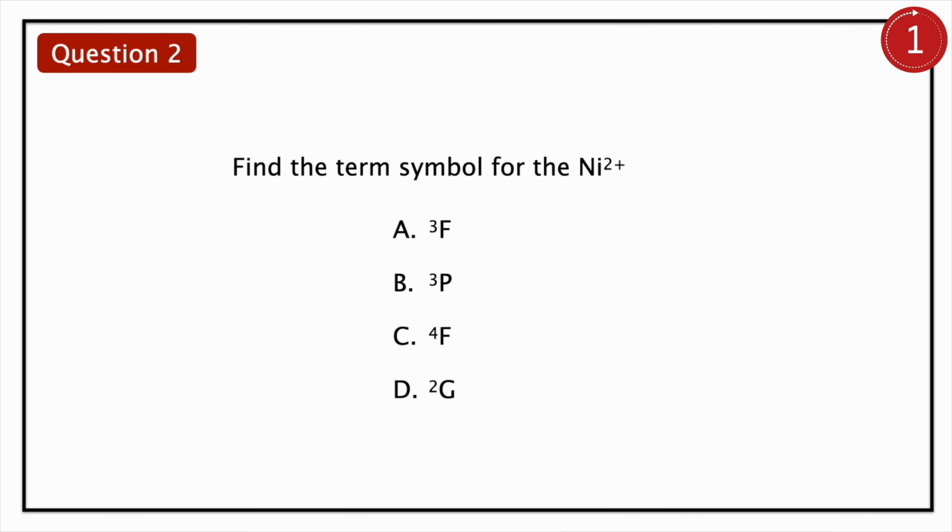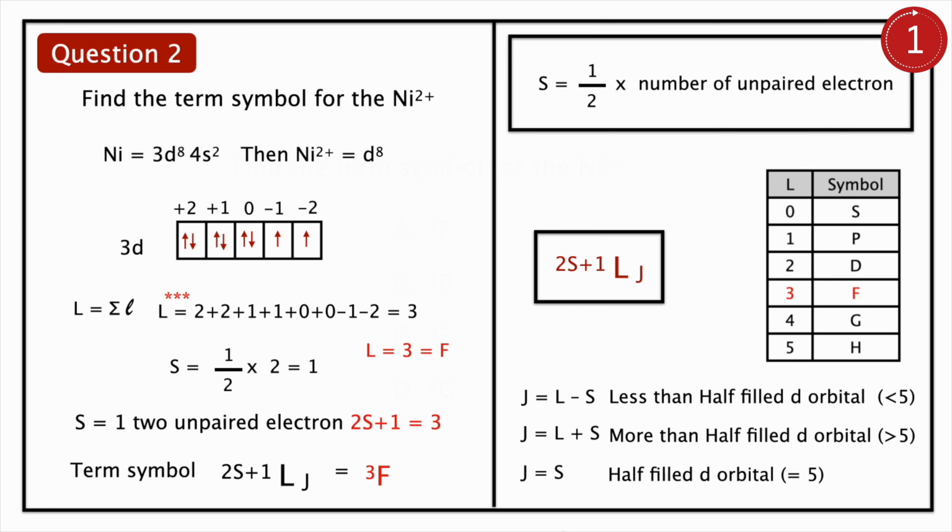Then the next example, find the term symbol for nickel 2 plus. Choices are 3F, 3P, 4F, 2G. Here nickel is given as the ion. Nickel is 3d8 4s2. You are having the charge 2 plus, meaning it is a d8 system. You remove 2 electrons to get the cation, so it is d8. In the d orbital, if you fill the electrons, you have 3 paired and 2 unpaired electrons.